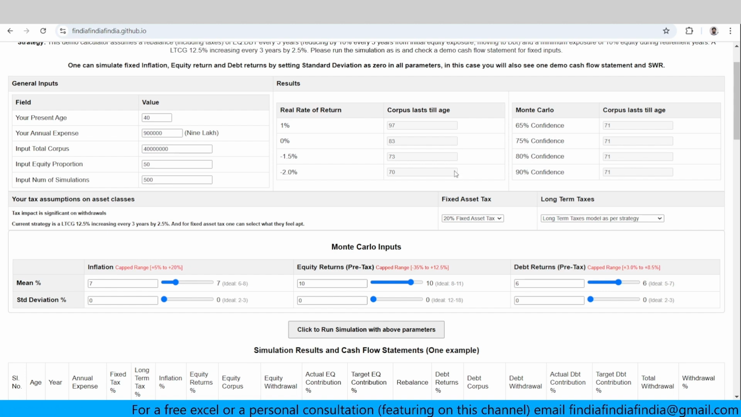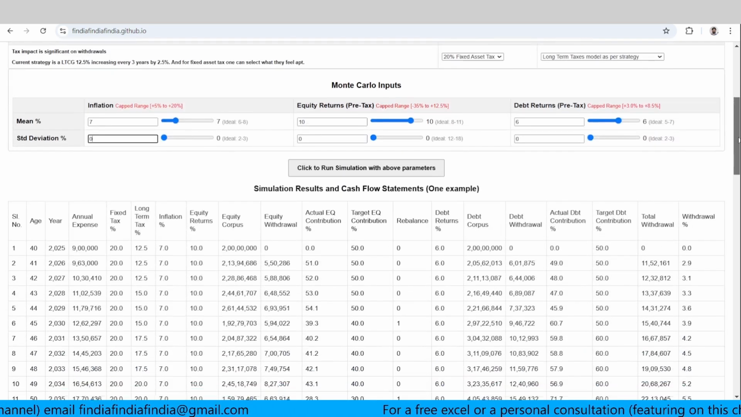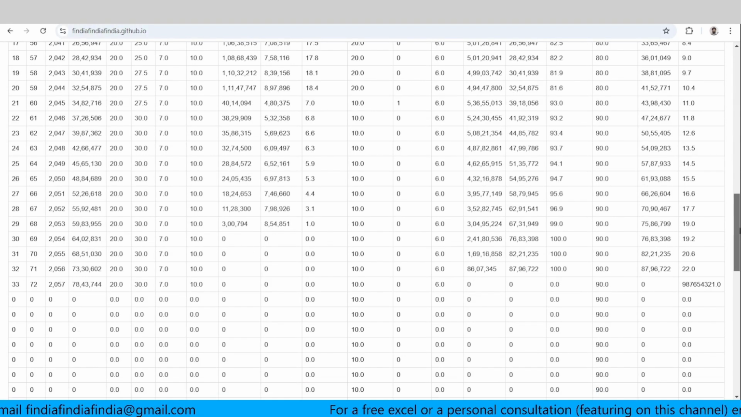And somehow you will get away with a 5%, 6% assumption in taxes. That's not how things work. Okay, now let's go ahead and try one simulation only. As I mentioned, if you put all standard deviations as 0, because the means are not changing, you will get one example of the cash flow statement.